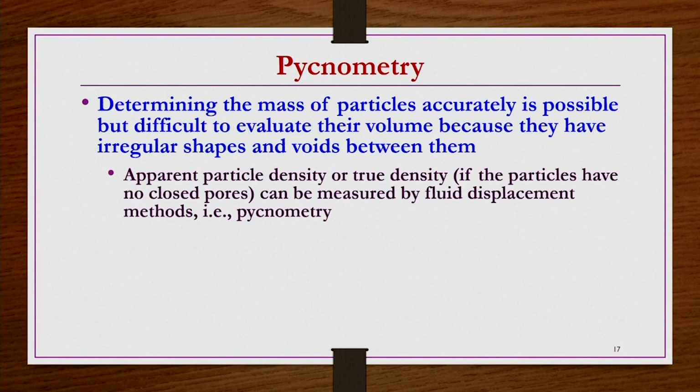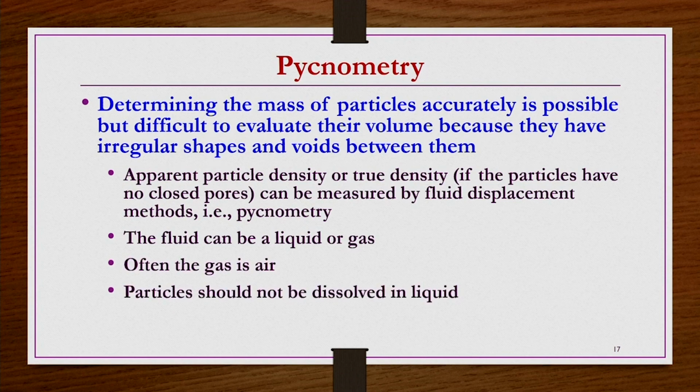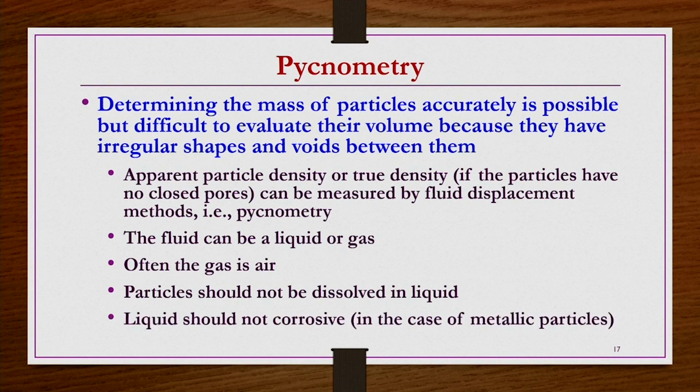So, apparent particle density and true density, that is, if the particles have no closed pores, are the same thing. They can be measured by the fluid displacement method, by pycnometry. In pycnometry, in general, liquids or gases can be used, and the gas is in general air. Particles should not be dissolved in the liquid. Whatever liquid we select for this pycnometry, the particle should not dissolve in it, should not react, and the liquid should not be corrosive in the case of metallic particles.